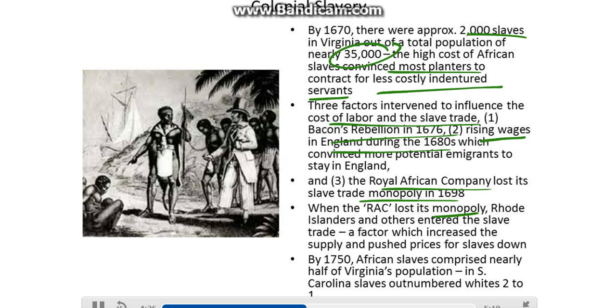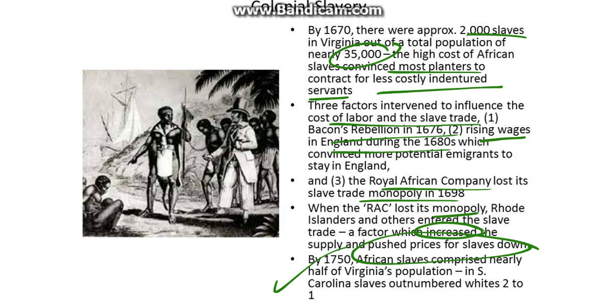When the monopoly was lost, Rhode Islanders and others entered the slave trade, a factor which increased the supply and pushed prices for slaves down. By 1750, African slaves comprised nearly half of Virginia's population. In South Carolina, slaves outnumbered white settlers 2-1.